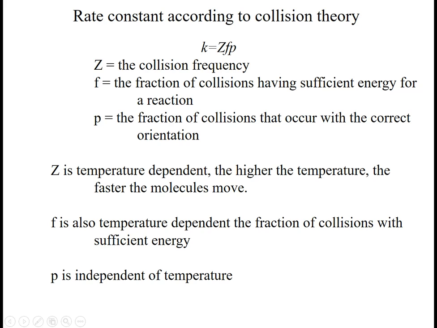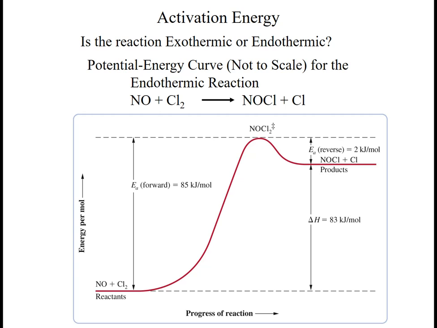So Z and F are temperature dependent, because the higher the temperature, the faster the molecules move. The faster they move, the more likely they are to collide. So that's why Z is temperature dependent. Also, the faster they move, the more energy they have. So F is also temperature dependent, because they're going to have a higher fraction that has sufficient energy. And P, the orientation, is independent of temperature, because the speed and energy at which they move doesn't have anything to do with how they are going to interact.